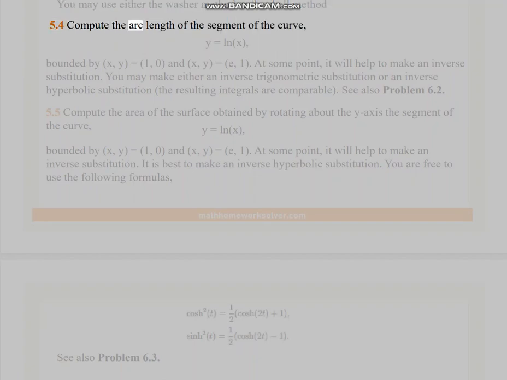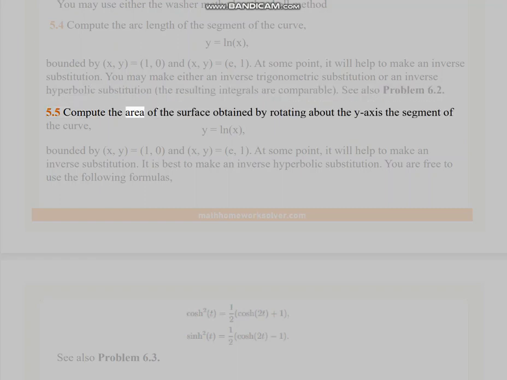5.4 Compute the arc length of the segment of the curve y equals ln x bounded by (x, y) equals (1, 0) and (x, y) equals (e, 1). At some point, it will help to make an inverse substitution. You may make either an inverse trigonometric substitution or an inverse hyperbolic substitution. The resulting integrals are comparable. See also problem 6.2.